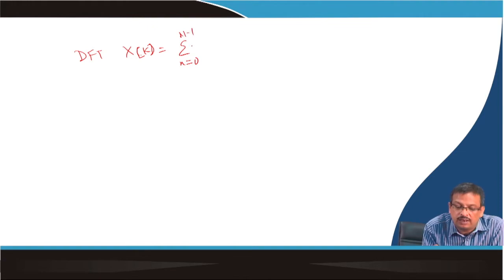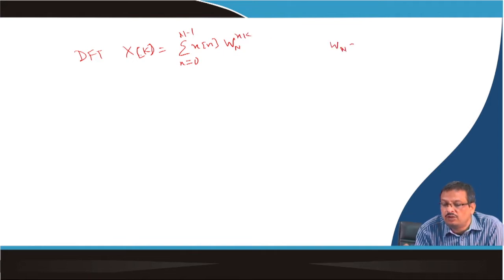So let's see the DFT as a linear transformation. So DFT or IDFT. So what is DFT? DFT I can say is X of k equal to the summation of n equal to 0 to N minus 1 of x of n W_N^(nk), where W_N is equal to e to the power minus j 2 pi by N.